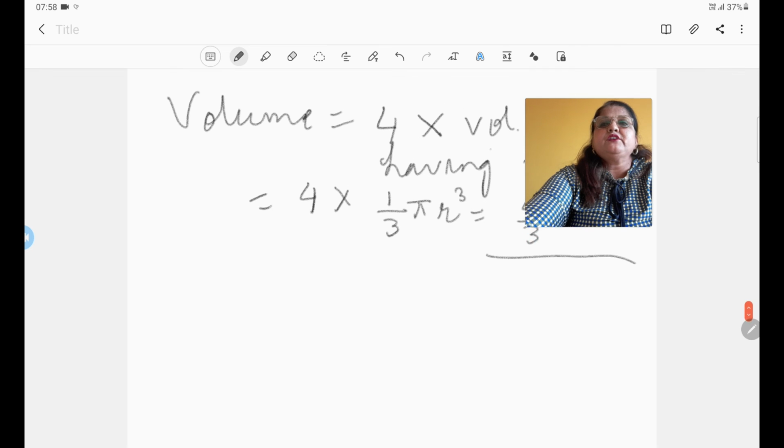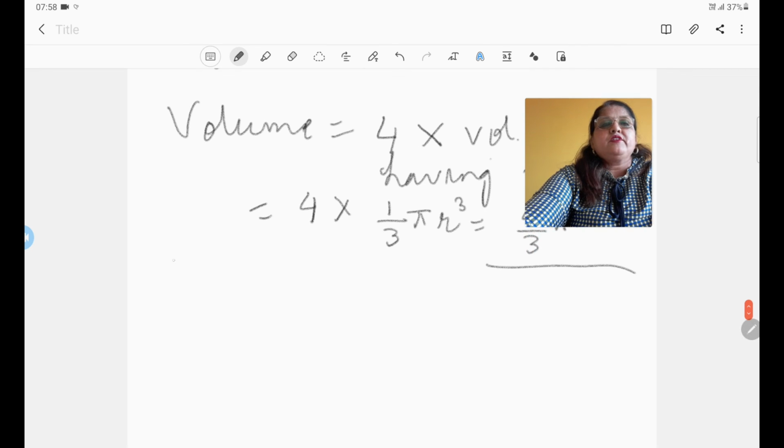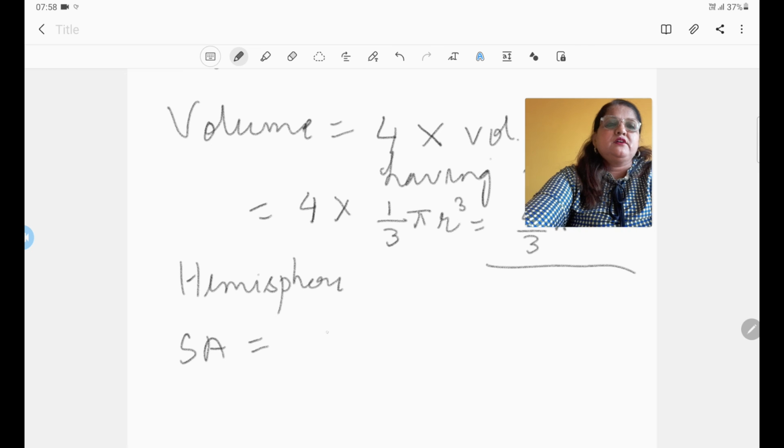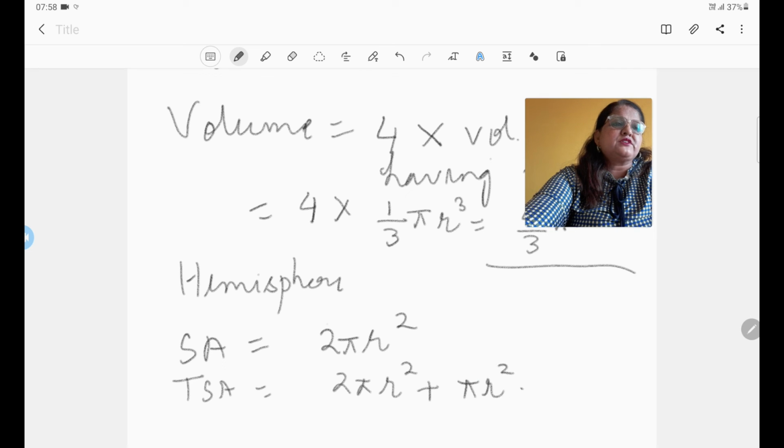Next, we come to hemisphere. Hemisphere means half of the sphere. So surface area will be half of the surface area of the sphere. So it will be simply 2 pi r square. Total surface area, if you have to find, is 2 pi r square plus the area of the circle which is there at the bottom. That also we need to consider. So we get that as 3 pi r square.